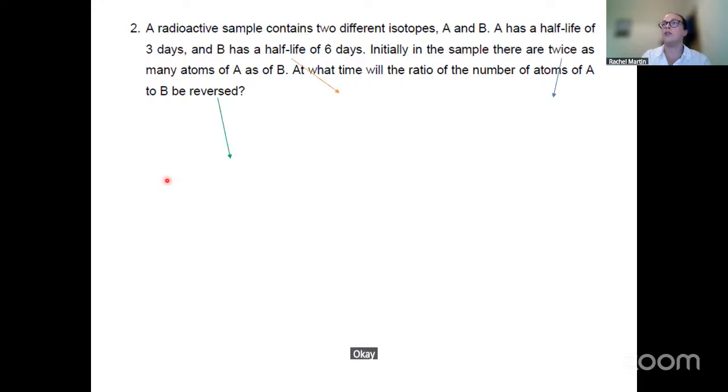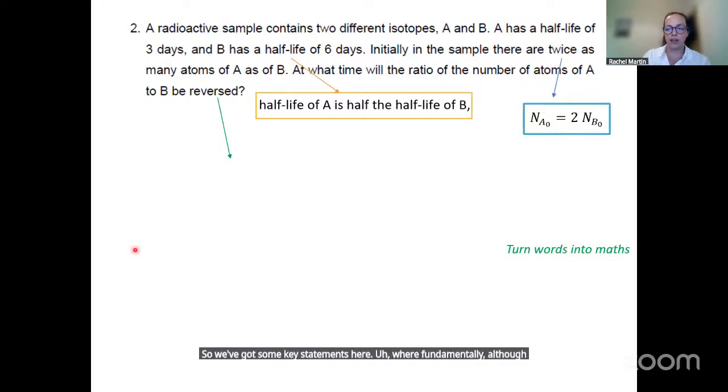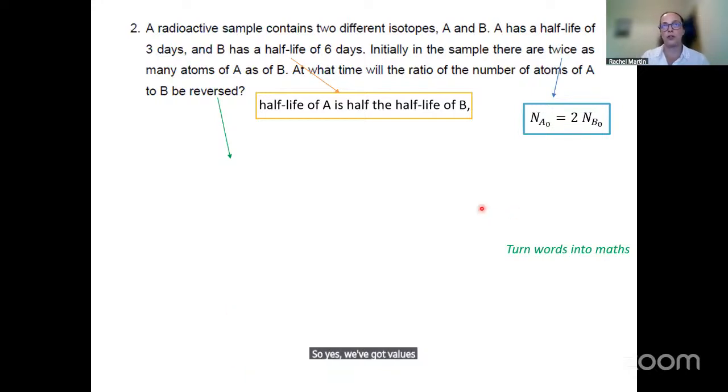Okay, so you've got lots of key information in this question, breaking it down. And you've got to start by turning those words into maths. So we've got some key statements here where fundamentally, although they give you values of half-life, the half-life of A is half, sorry, there's a lot of halves in that statement, is half the half-life of B. So yes, we've got values, but we can also see a bit of a pattern there.